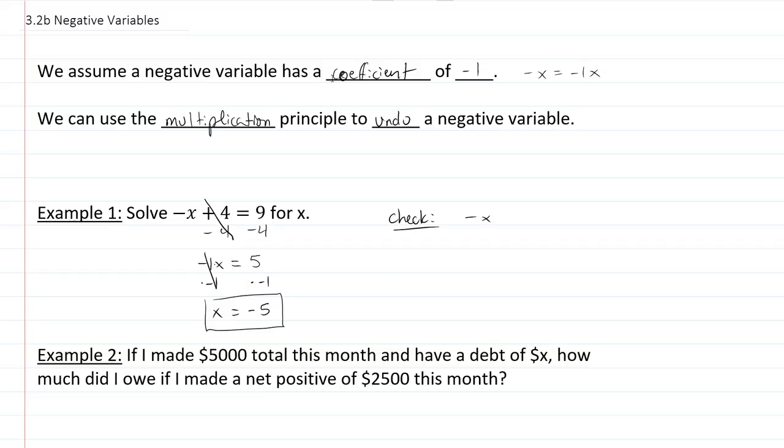So if we write out -x plus 4 equals 9, if I plug in a -5 here for x, don't forget the parentheses, then -(-5) is just 5, plus 4 equals 9, and 9 equals 9. So this is a true statement, and x equals -5 is a solution to the equation.